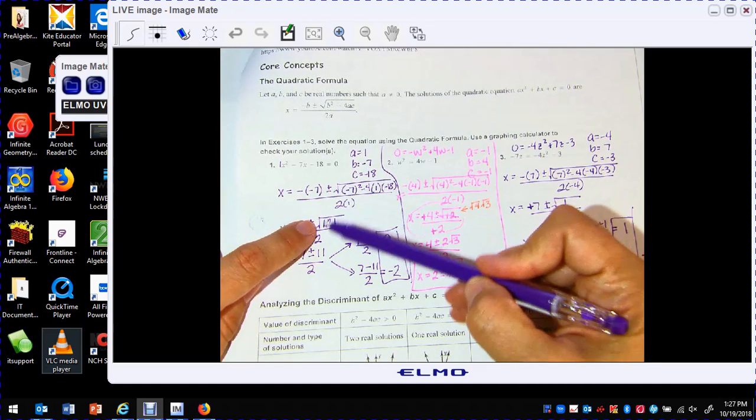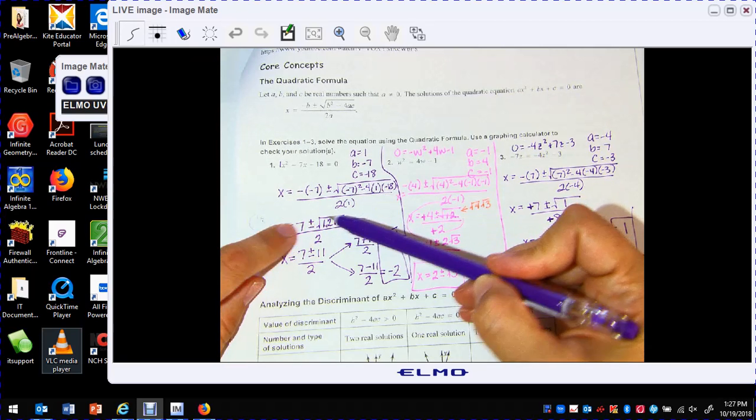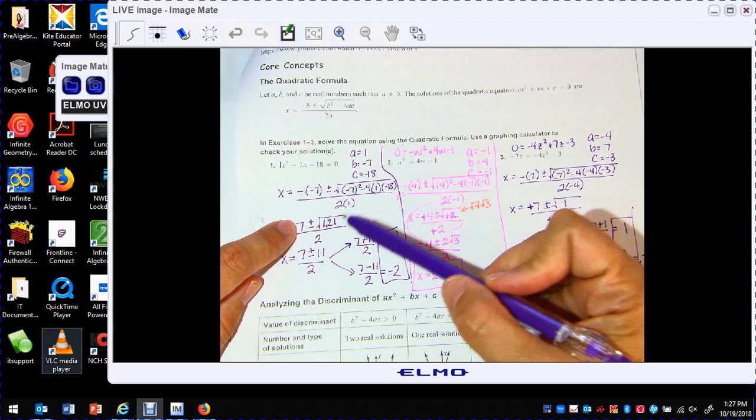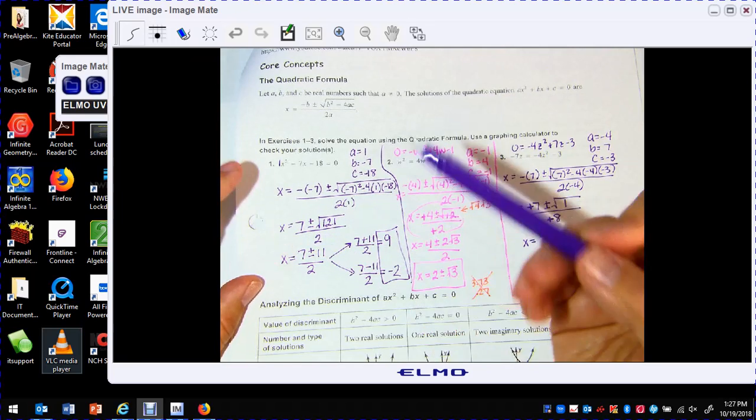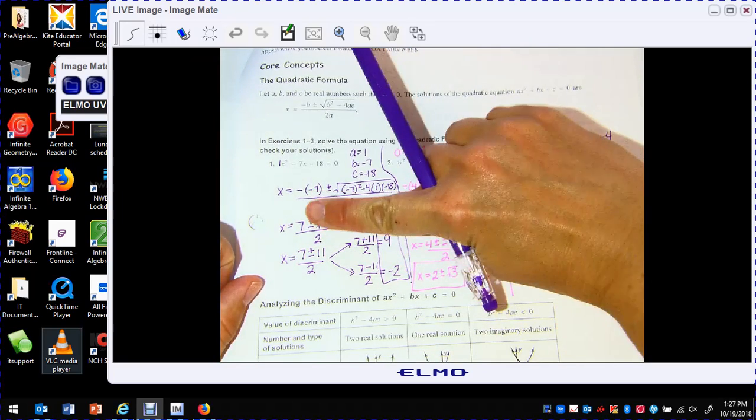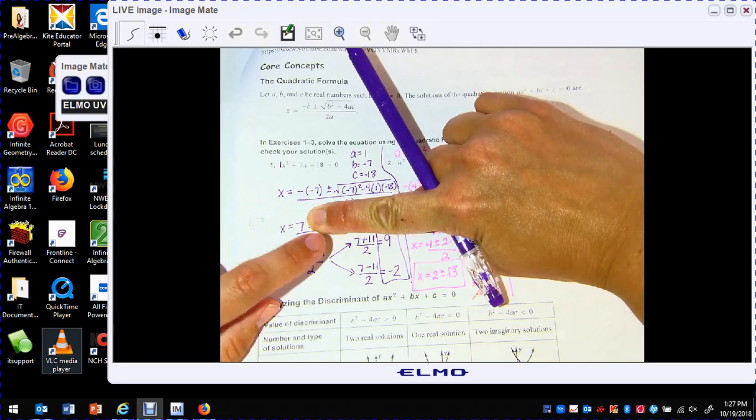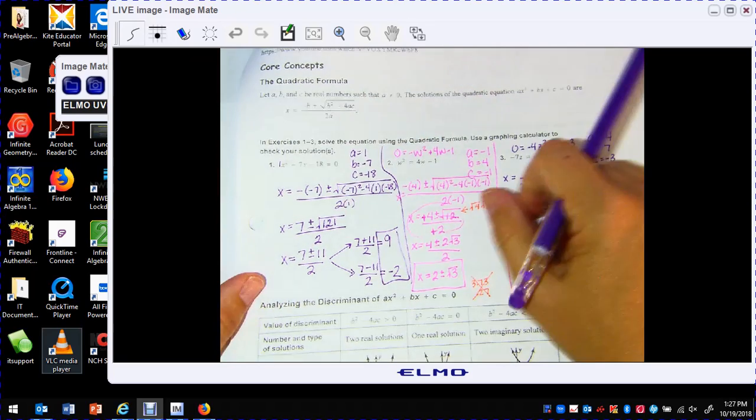If I do the discriminant and I get 0, it's going to be some number plus or minus 0 over some number. Well, that makes the plus and minus kind of go away, and I have a number over a number, and that's how you get one real solution.